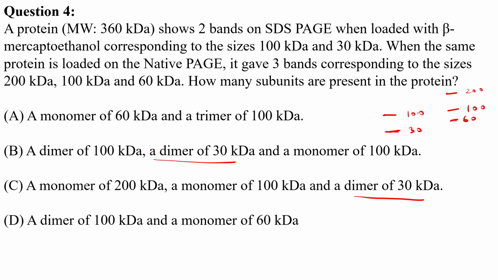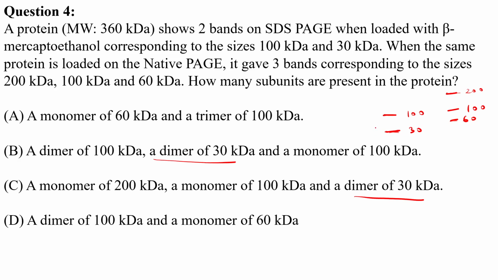Next, let's see. We have a 100 kilodalton band here. But we got a 200 kilodalton band on native PAGE. That means we have a dimer of 100 also, that's how we got a 200. We did not get a 200 band on SDS PAGE.